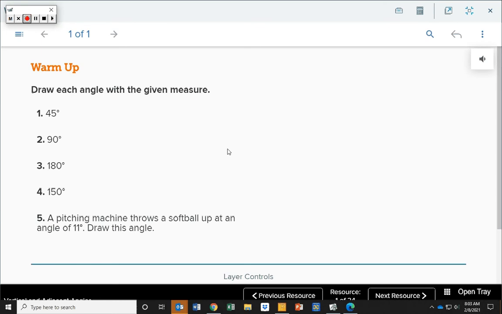And then 150 degrees is going to be a little bit less, maybe something like that. You're not going to be able to draw these exactly, but as long as you have kind of an idea. If a pitching machine throws a softball up at an angle of 11 degrees, draw this angle. It's kind of shooting it straight, but it's going to go up at 11 degrees. Is that a lot? No. If it went up at like 45 degrees, it's going to go way over people's heads, right? So 11 degrees is just a little bit.